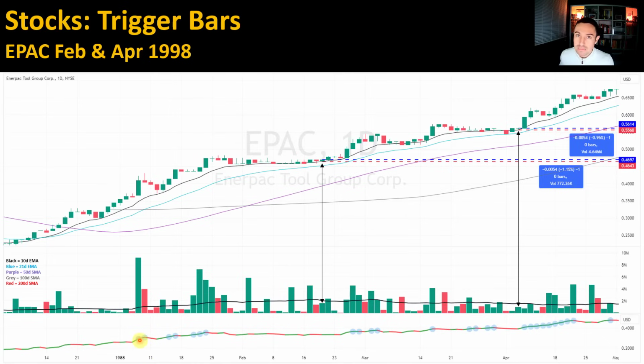And then what are these pretty blue dots that you see? These are 52-week highs on the relative strength line. So what is that telling you? The stock is significantly outperforming its index, being the S&P 500 here.